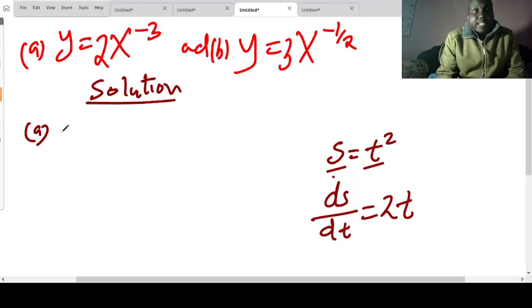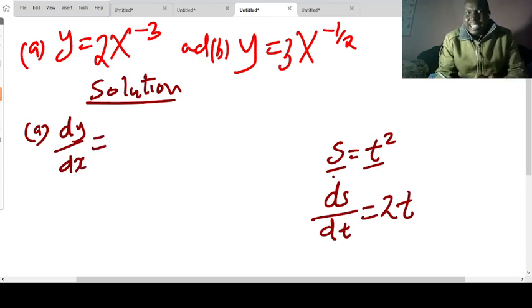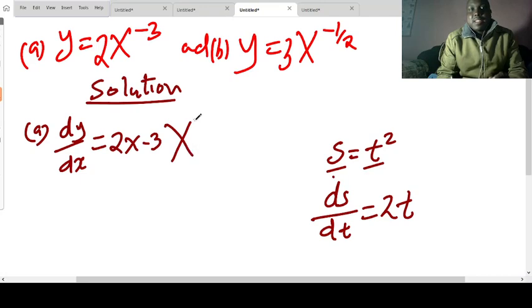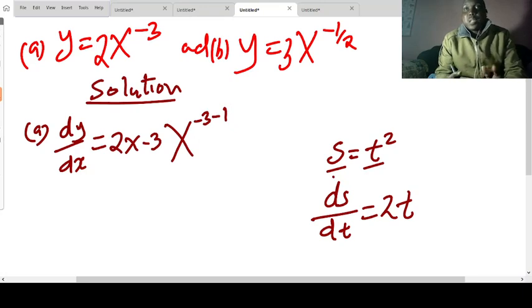We say that now dy over dx will be equal, our power, our index is negative 3. Our coefficient is 2, the coefficient of x. So we start there. 2, the coefficient of x, times negative 3, correct? Then x, right? Minus 3, the power, minus 1. Because the rule is you subtract 1 from the power, you multiply the power with the coefficient of x. That is the rule which we must follow.